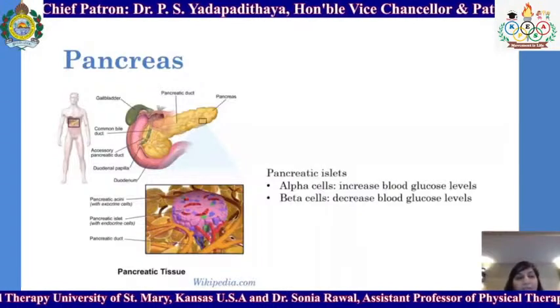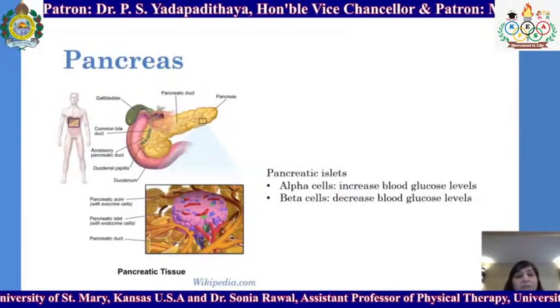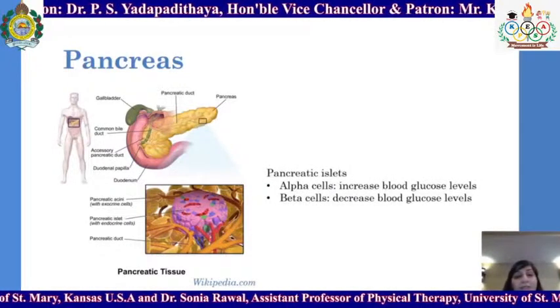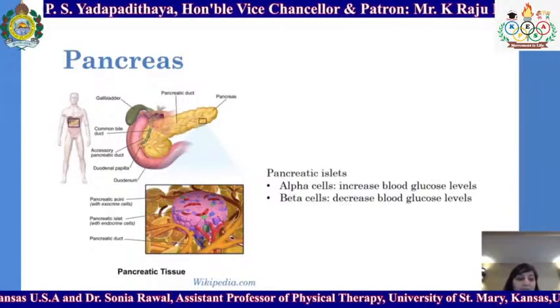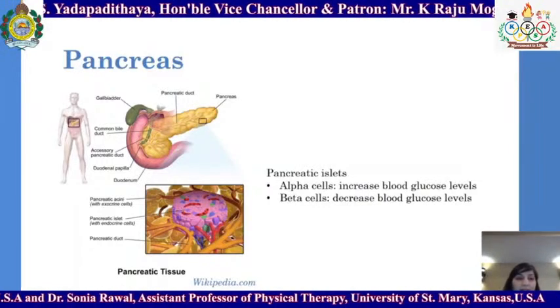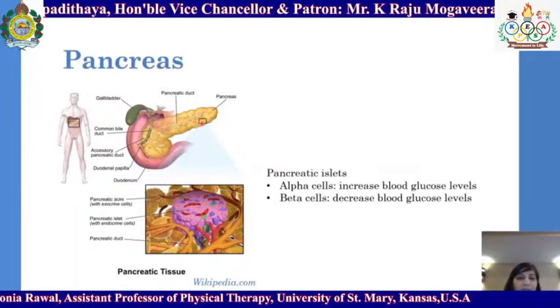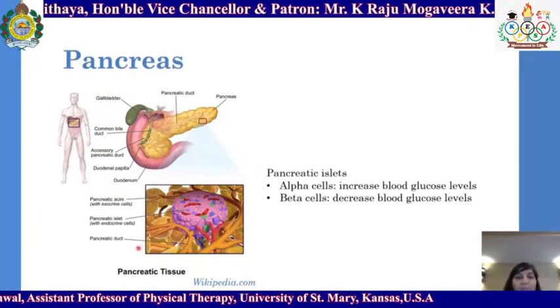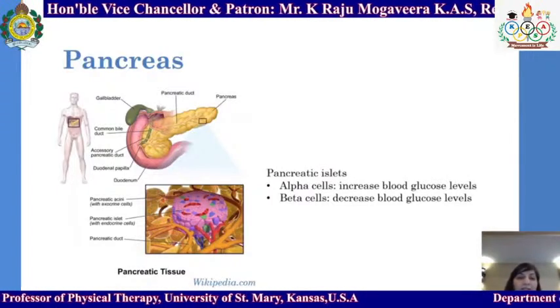The pancreas, which is located in the abdominal cavity, is one of the major important structures that helps maintain blood glucose levels and helps control diabetes. In this figure, you can see the pancreas, and a zoomed image of the pancreas.